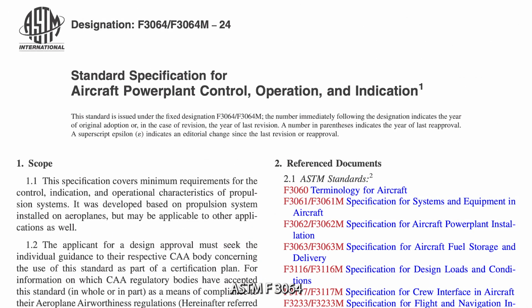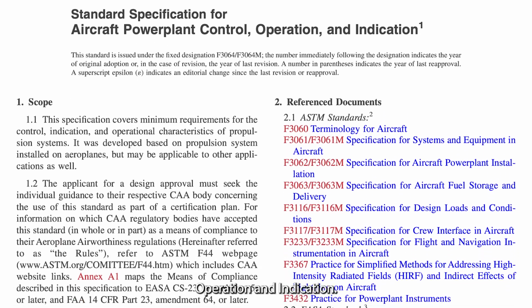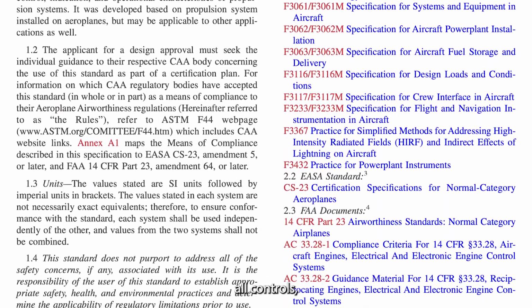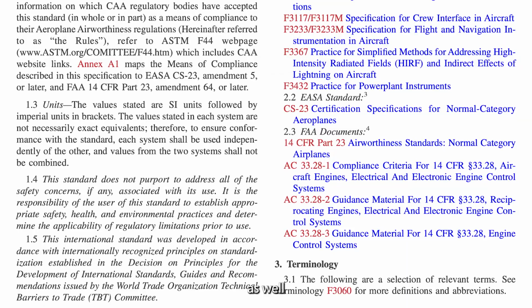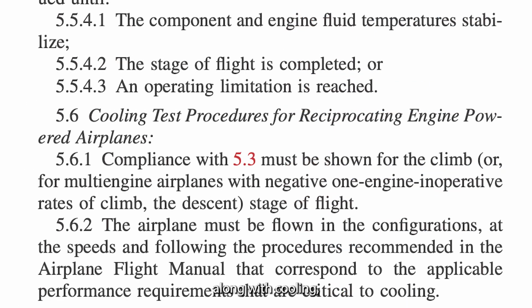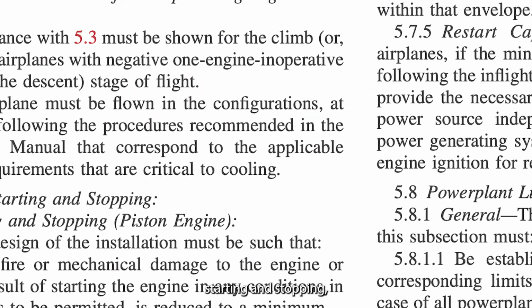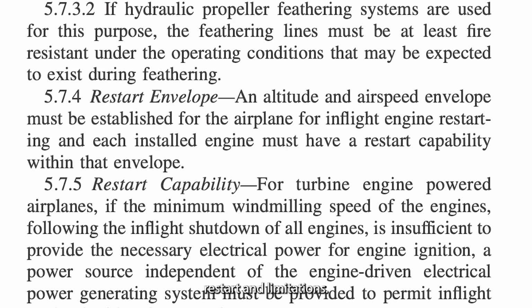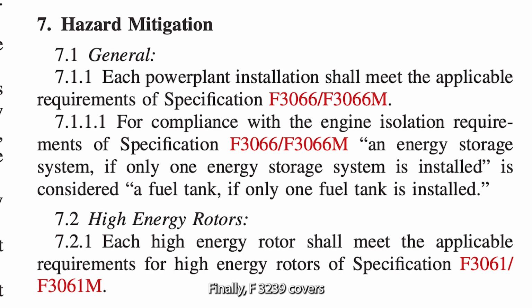ASTM F3064 is the standard specification for aircraft power plant control, operation, and indication. This section covers all controls including shutoff, as well as operational characteristics along with cooling, starting and stopping, restart, and limitations. Finally, F3239 covers hazard mitigation including fire, lightning, and ice.